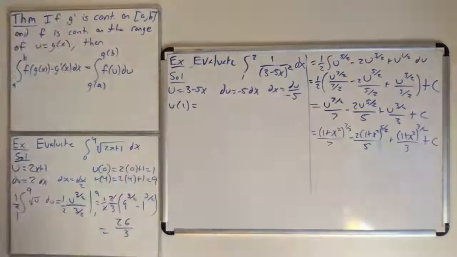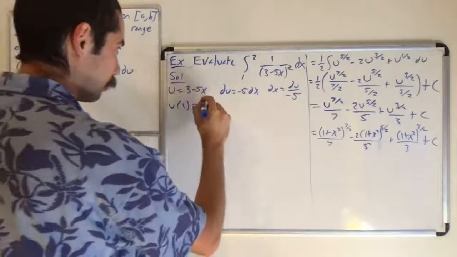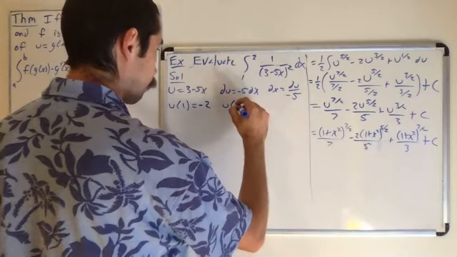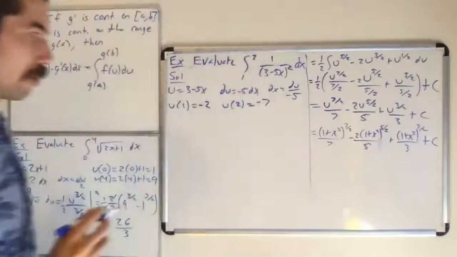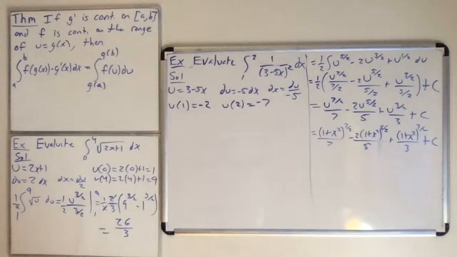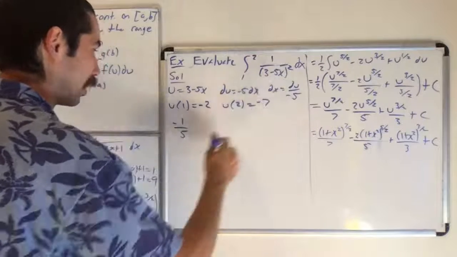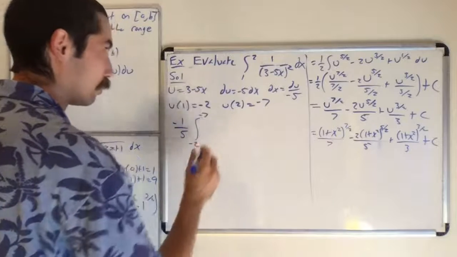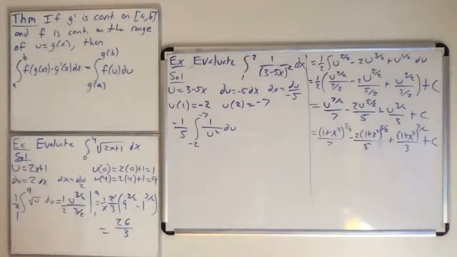So our lower bound is 3 minus 5, negative 2. Our upper bound is 3 minus 10, which is negative 7. So notice that our lower bound is larger than our upper bound, and that's perfectly fine. So our integral is minus 1/5 times the integral from negative 2 to negative 7 of 1 over u squared du.